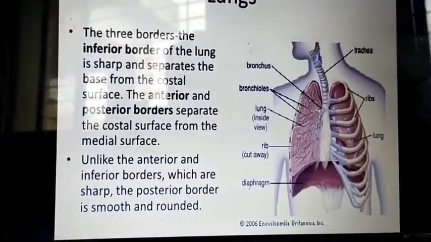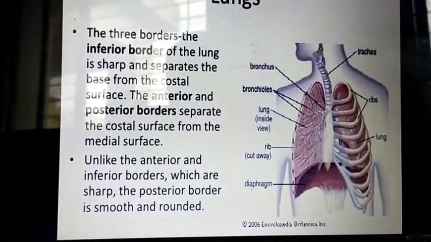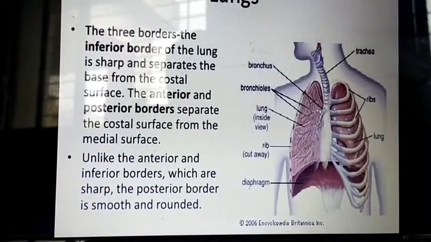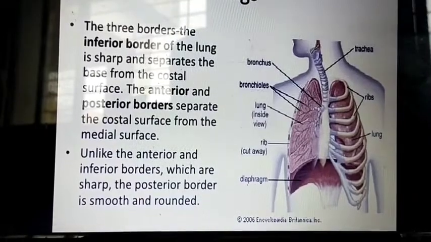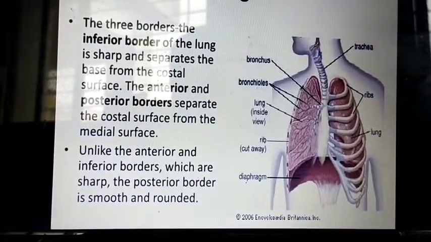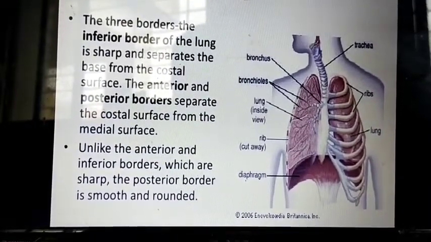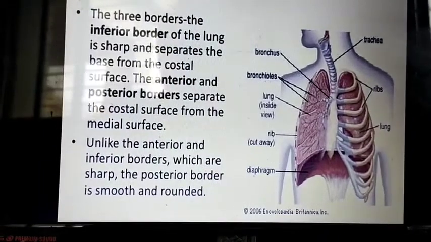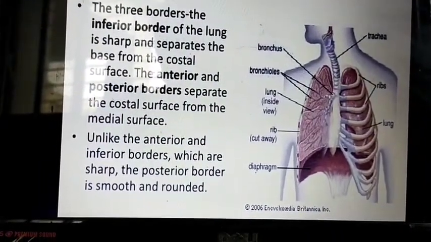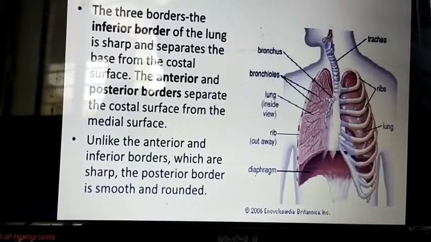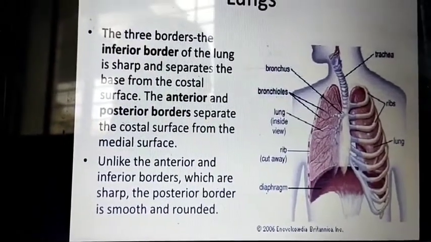In the lungs, there are three borders. The inferior border of the lung is sharp and separates the base from the costal surface. The anterior and posterior borders separate the costal surface from the medial surface. Unlike the anterior and inferior borders, which are sharp, the posterior border is smooth, rounded and thick.